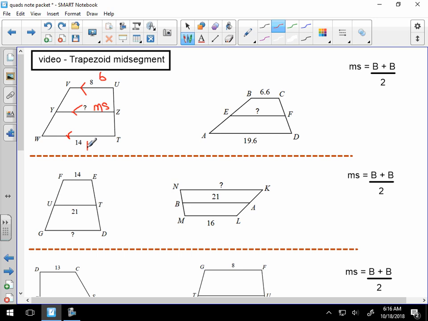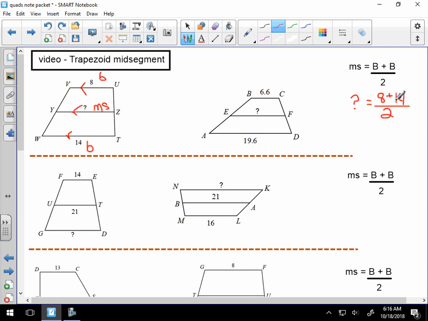And the other side would be a base. Alright, so here's our formula over here. And so what we'll do is say mid-segment, which is what we're looking for. We can use a question mark or create a variable. And I'll have one of the bases. Doesn't matter if you do top or bottom first, you're just going to add them anyway. Plus the other base. And then we cut it in half and we'll have our mid-segment.